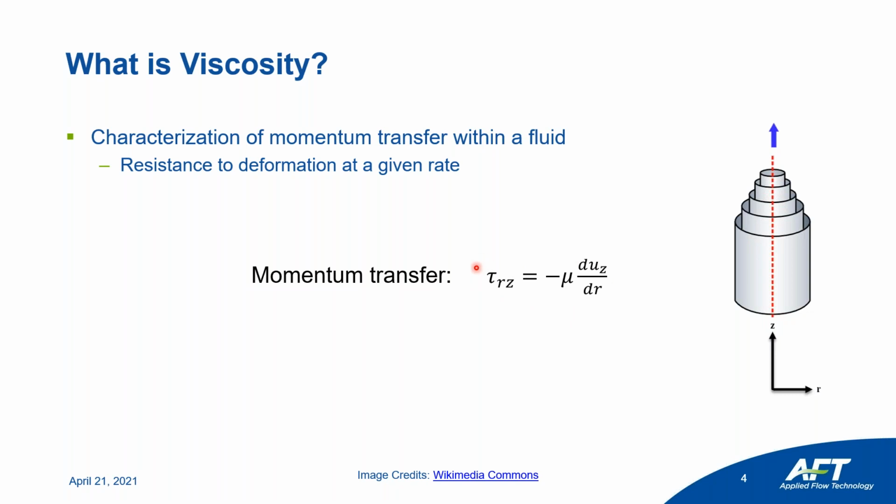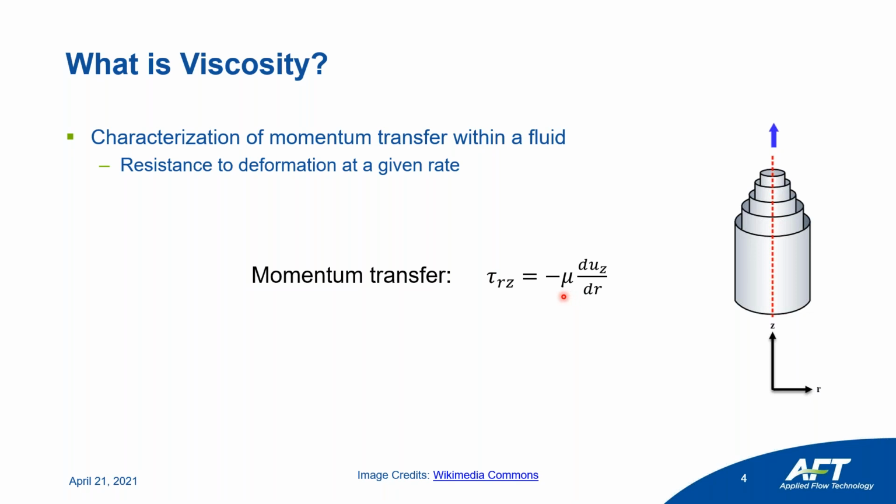So what this equation says is that as our fluid layers move past each other at a different velocity, there is some amount of momentum from this layer being transferred to this next layer out. That transfer is tau_rz, and it's described by the gradient of our velocity, the change in velocity in our R direction, multiplied by some constant, mu. In this case, it's our viscosity.